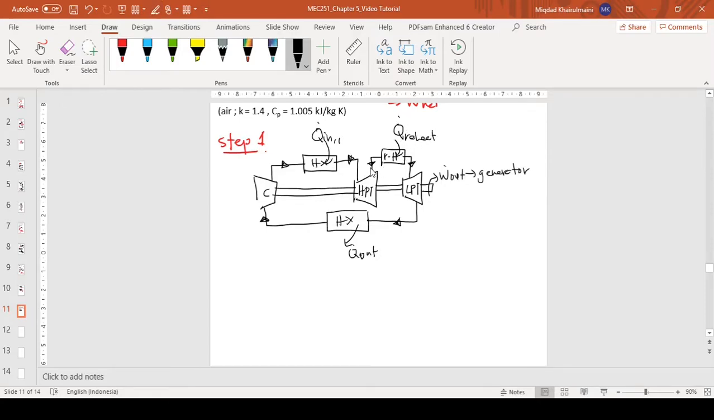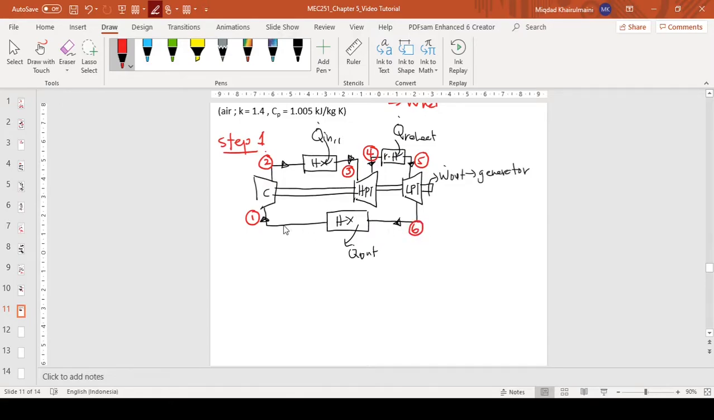Then we label the states. The inlet of the compressor is state 1, the exit of the compressor is state 2, the exit of the heat exchanger, inlet of the first turbine, is state 3, the exit of the first turbine, inlet of the reheater, is state 4. The exit of the reheater, inlet of the low pressure turbine, is state 5. The exit of the low pressure turbine, inlet to the heat exchanger, is state 6.